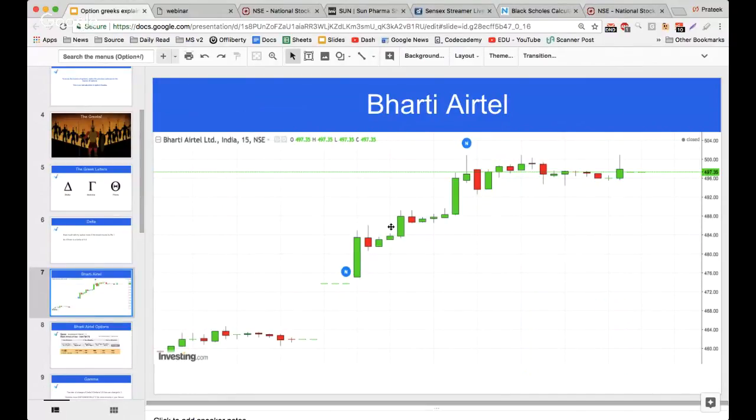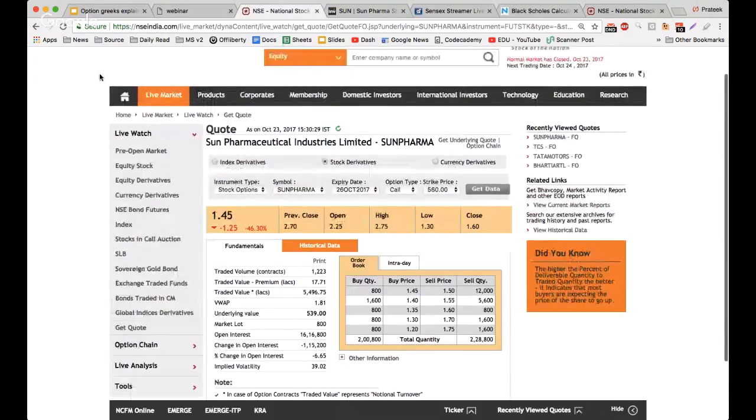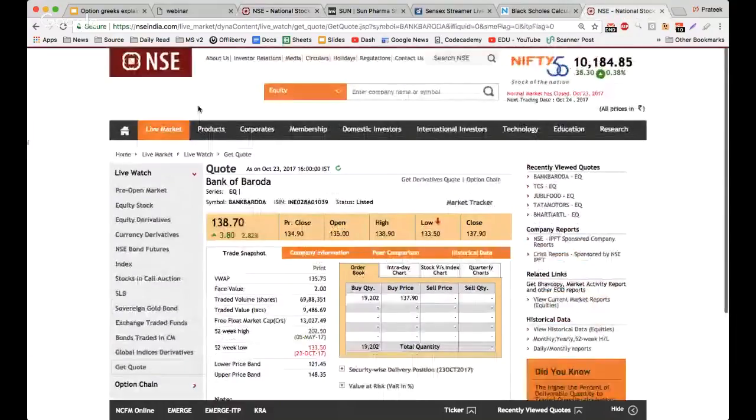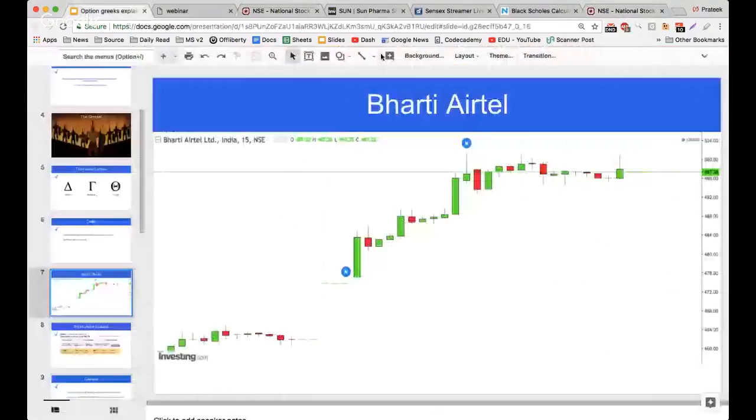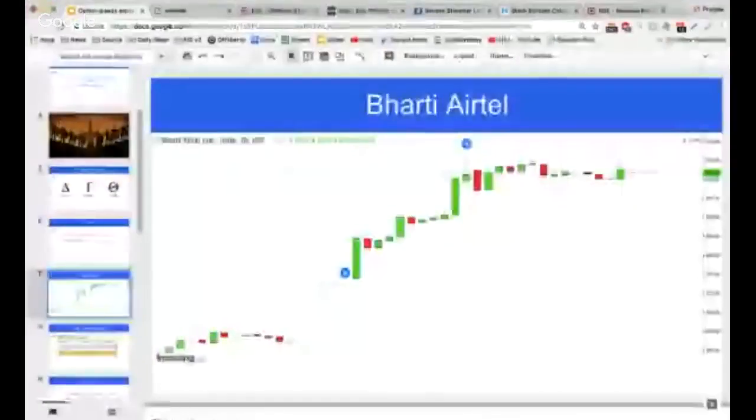So the market is up. And I think Bharti Airtel was up by a lot today. Let me see by how much. I think Bharti Airtel was one of the top gainers. It was up 5%. Can anyone tell me how much percentage the options would have gone up? Any idea?